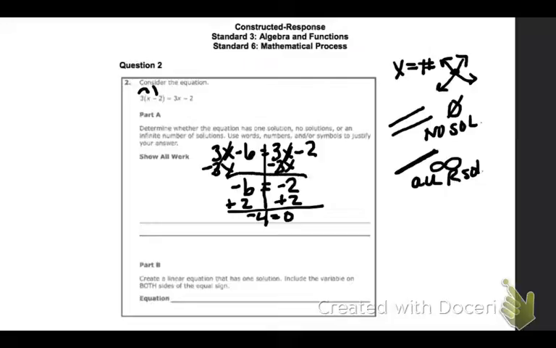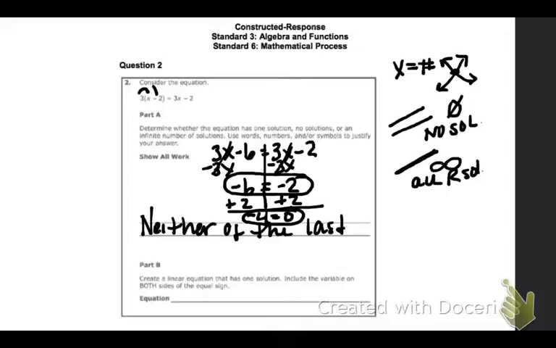Well, neither of these two equalities are true. So neither of the last 2 equalities are true. Sorry, hard to write with this pen. Sorry if that doesn't look like equalities there. So there's no solution.